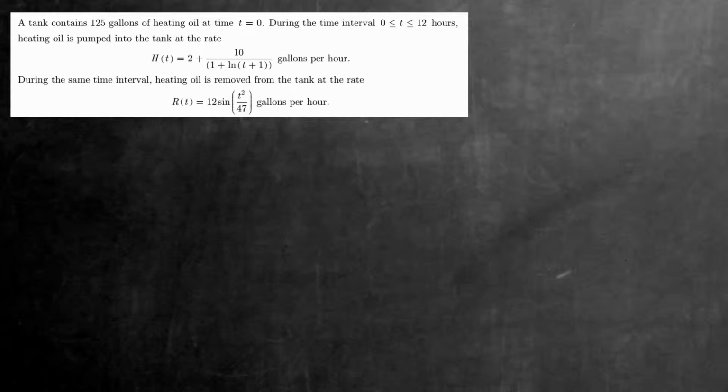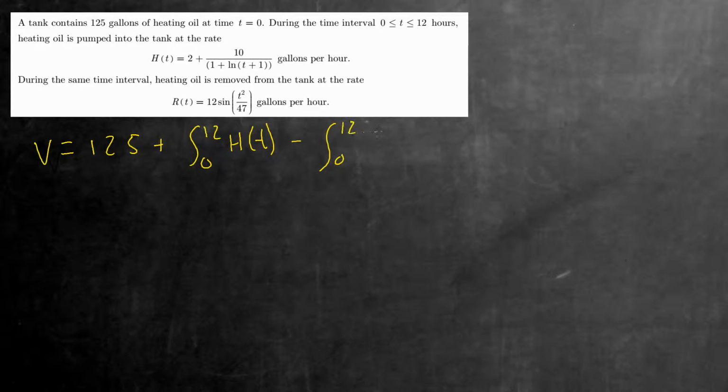And then D, at what time t for 0 to 12 is the volume of the heating tank the least? Show the analysis that leads to your conclusion. So we're looking for the least volume. And we calculated volume in the last one, which was 125 plus the integral from 0 to 12 of h of t minus the integral from 0 to 12 of r of t.